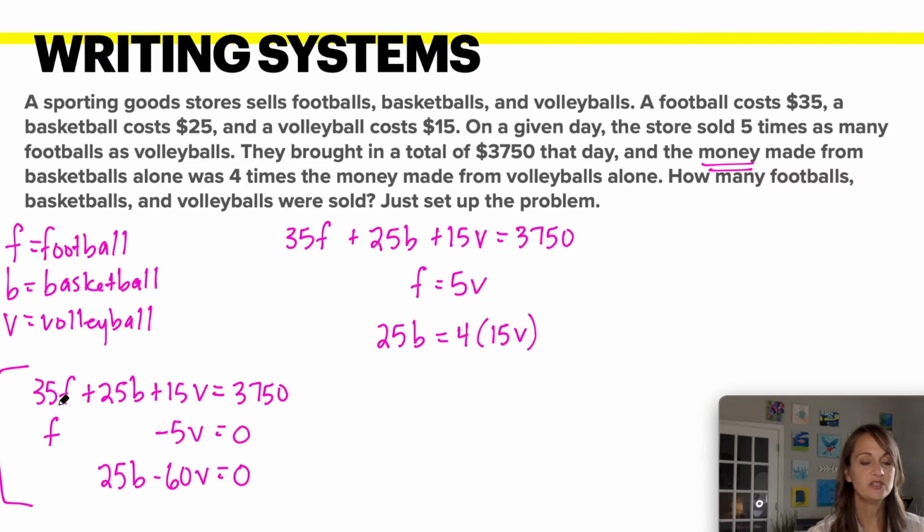So what I'm going to do is take the first 2 equations and eliminate the V's. I'm going to multiply the second equation by 3, and I will get a 15 and a negative 15. So over here, I'll get 35F plus 25B plus 15V equals 3750.